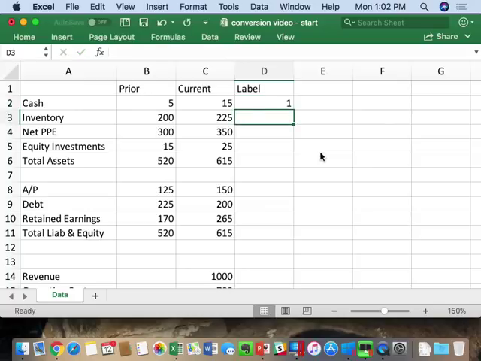But here's the trick: cash is a 1 or a 2. Could also be excess cash, which is non-operating. All right. So on the midterm and on your homework, it'll say operating cash and excess cash. Operating cash is 1. Excess cash is 2.